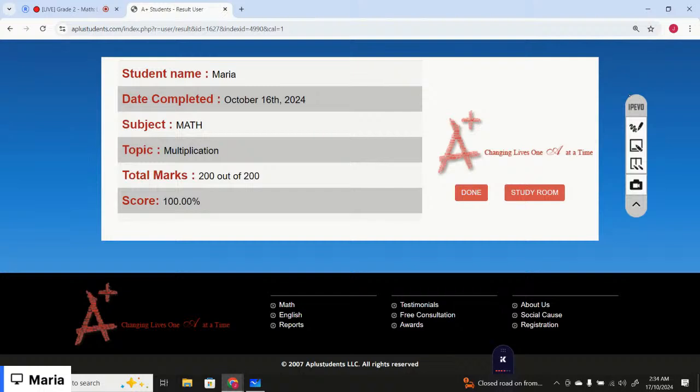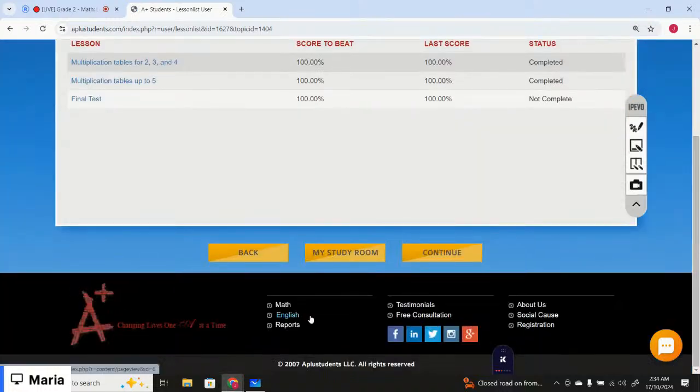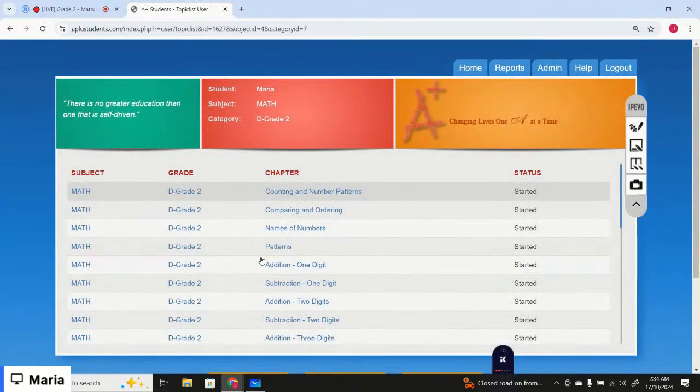Okay, we are done with the lesson. So we were working on grade 2 math. The chapter we were working on is multiplication. We are done with the chapter. Also, we have finished all these lessons on aplusstudents.com. We're going to start with the first chapter in the next session, right?